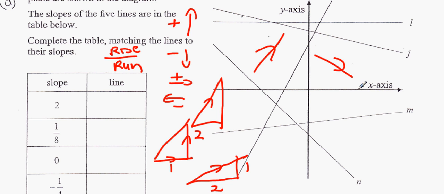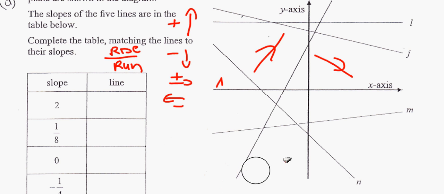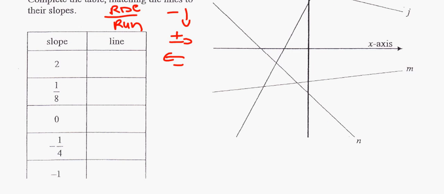So with this in mind, we can try and figure out which slope is which. So let's look at the slopes of each one. Now, first of all is L. L is completely flat. It has no slope. So we can say that this is L.